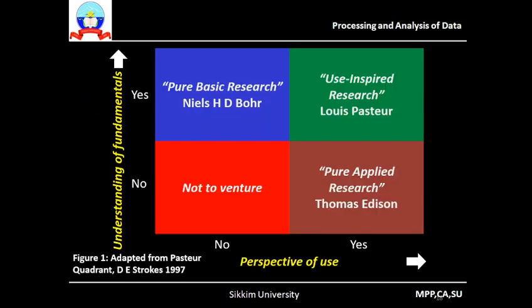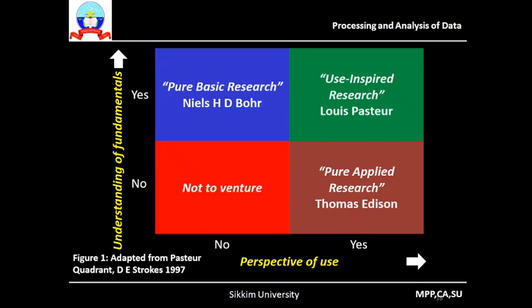This magic quadrant is an adaptation of Pasteur's quadrant that tries to describe different types of research based on two important aspects, which are understanding of fundamentals and perspective of use. Let us now start with description of the different types of research.